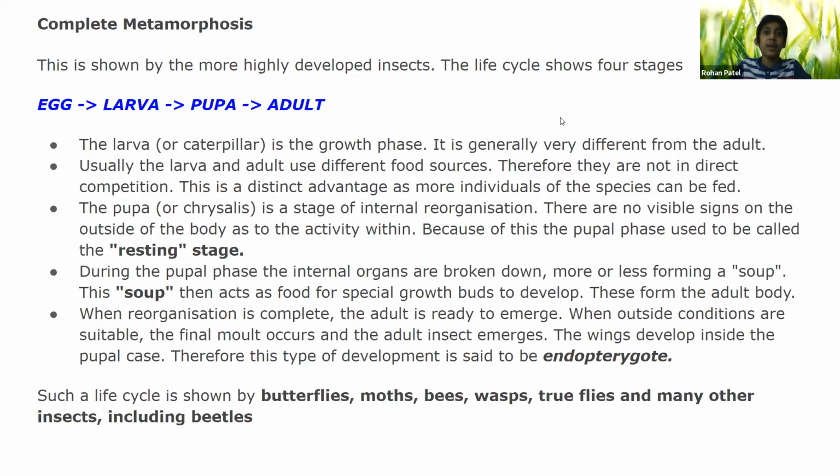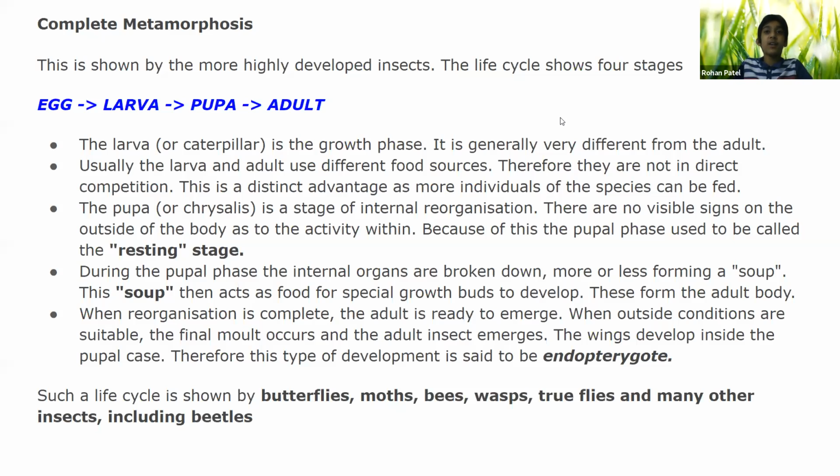Like the adults won't be killing larvae to get their food. So the pupa, or chrysalis, is a stage of internal reorganization. There are no visible signs on the outside of the body as to activity within. Because of this, the pupal phase used to be called the resting stage. So for example, in the caterpillar life cycle, the chrysalis is when it's in a cocoon. And when the caterpillar is in the cocoon, it eventually becomes a butterfly.